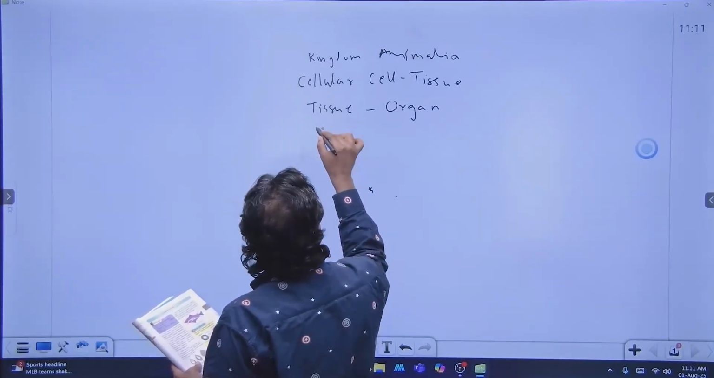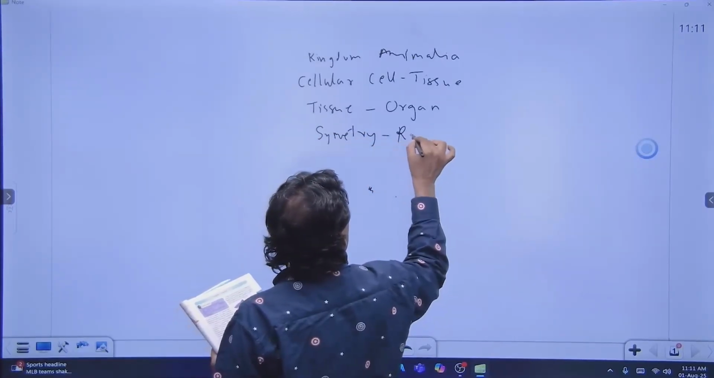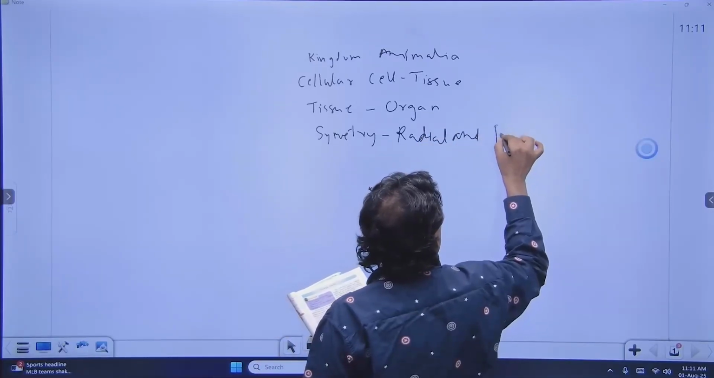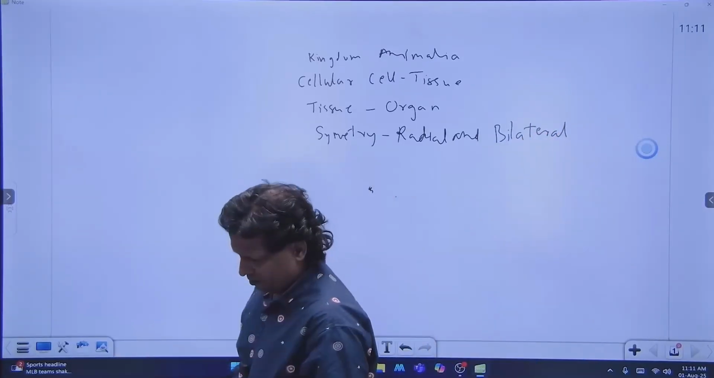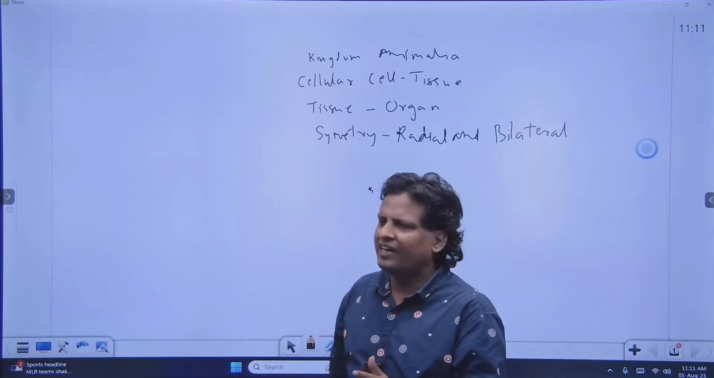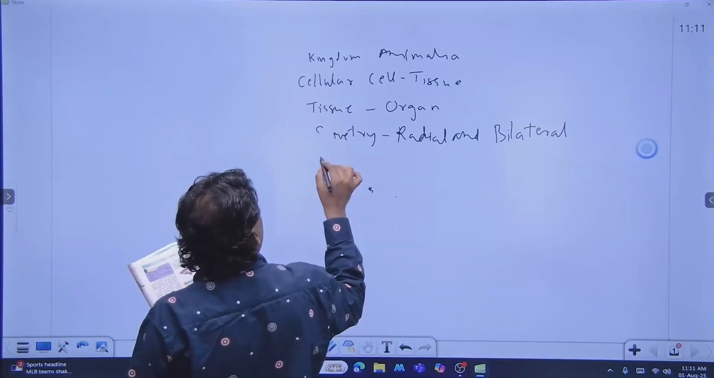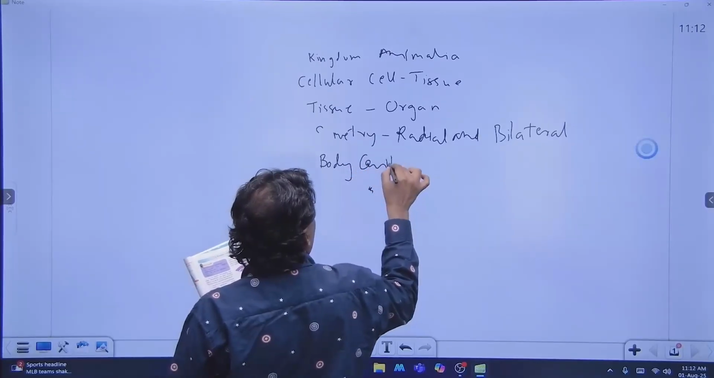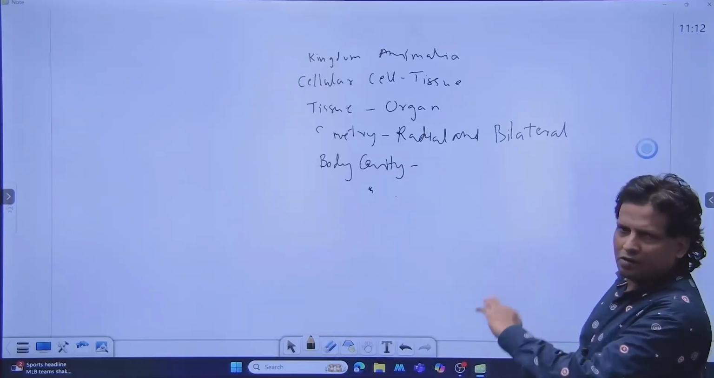Symmetry: radial and bilateral. Body cavity. The body has a cavity. The space we have inside is called the body cavity. You can note down these points and pick up the pad afterwards. Body cavity. You can read now what I have written on this electronic board.